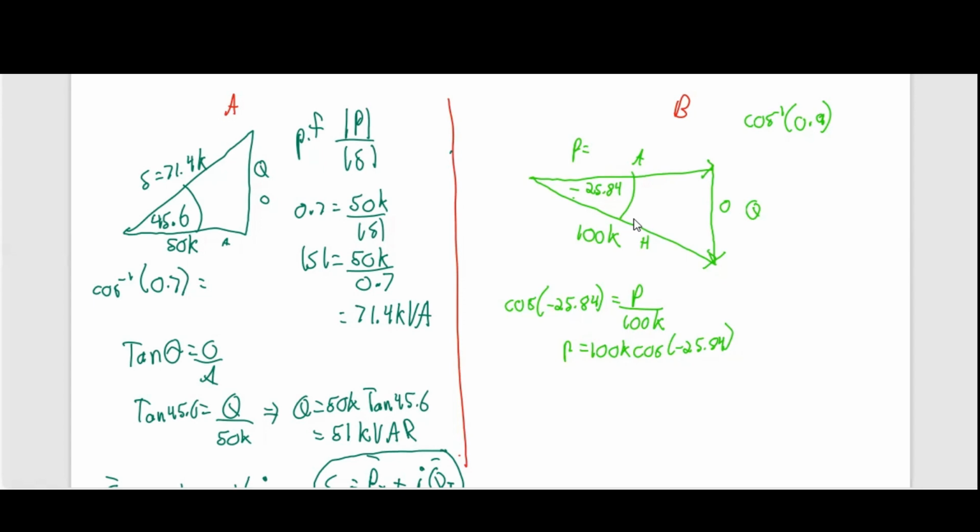Oh, so it's 100, 1, 2, 3, cos, what else? Minus 25.84. Right, so I got 90K. So P is equal to 90K. Right, so we had to get Q.